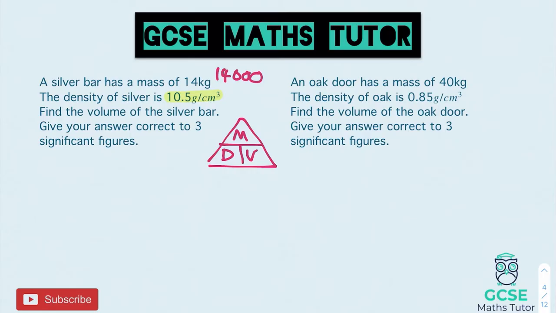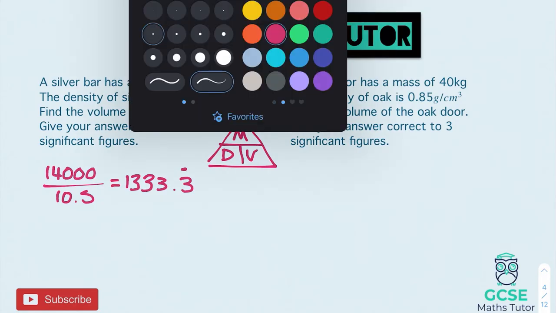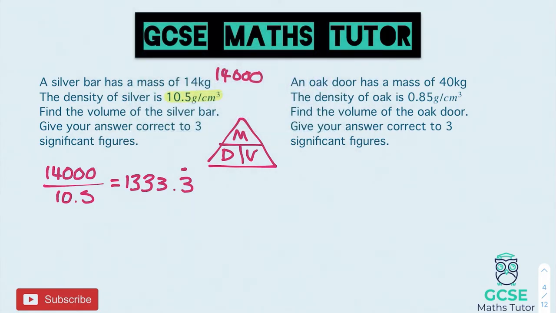So again, we're going to do mass divided by density. So 14,000, we'll divide that by our density, which is 10.5. And if we type that into a calculator, 14,000 divided by 10.5 gives us an answer here of 1,333, and it's 0.3 recurring. Again, we're going to round this to three significant figures, so that'll be 133, so chopping it just there, and then rounding that to three significant figures, 1,330 that would go to. After the line, it's a 3, so that would just go to 1,330. Again, it's a volume, so that would be centimeters cubed, and that would be our final answer for that question.